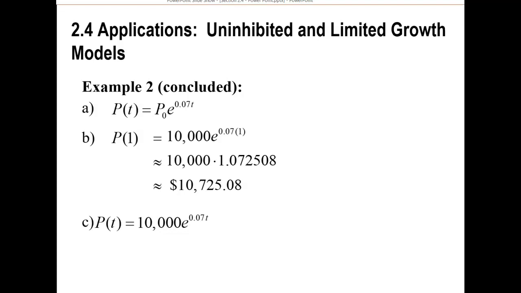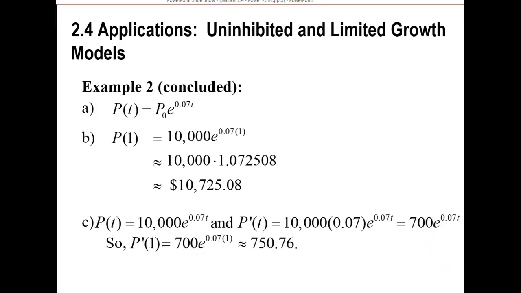And then part C, here's our model. P of t equals 10,000 e to the power 0.07t. It wants to know how fast it's growing. So our derivative would be, the 10,000 constant would stay. We'd have the e to the 0.07t, right, itself, times the derivative of the exponent, which is where this 0.07 comes from. So 10,000 times 0.07 is 700 e to the 0.07t. So at 1 year, at time 1, the rate at which it's growing is the derivative evaluated when t is 1. So we found our derivative function.